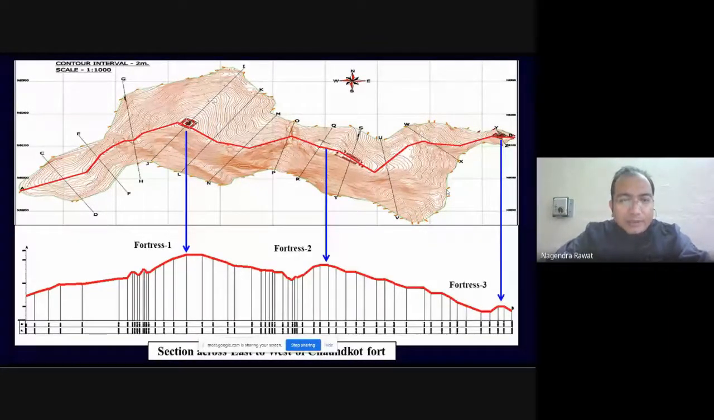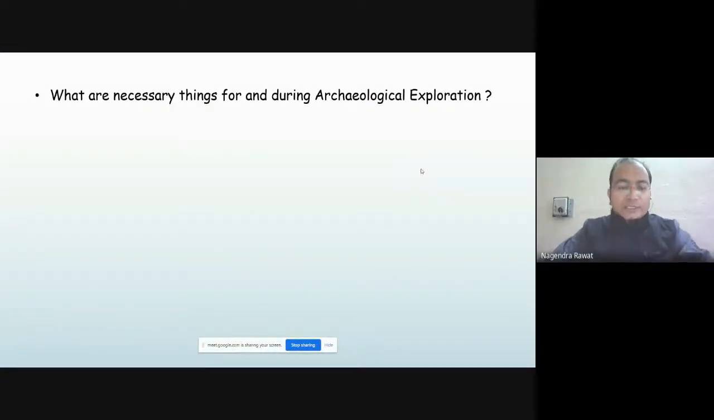This is a general example of the use of the total station. The total station gives much more facility to understand the land features of any area, particularly in relation to archaeological sites. This was what I did during my research, and my experience with archaeological exploration: what kind of exploration we need to do, and what is going on in archaeological exploration nowadays.